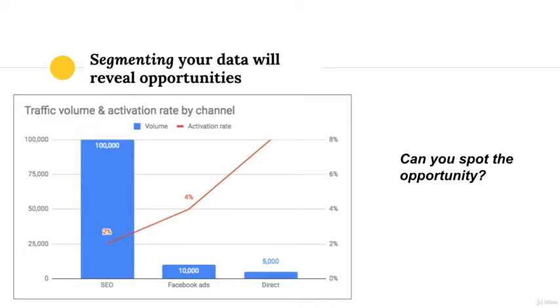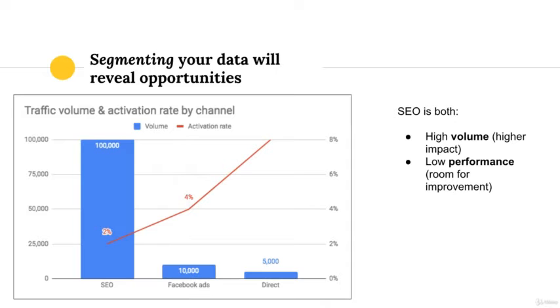Here we see that SEO is by far your biggest channel, and it also happens to have the lowest activation rate compared to Facebook and direct. Because of that, it's actually a big opportunity because it's going to have the biggest impact, and there's room for improvement because it's at 2% and Facebook and direct have 4 and 8%, so probably there's room for improvement there.